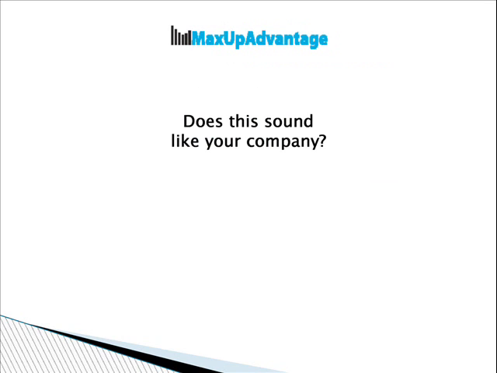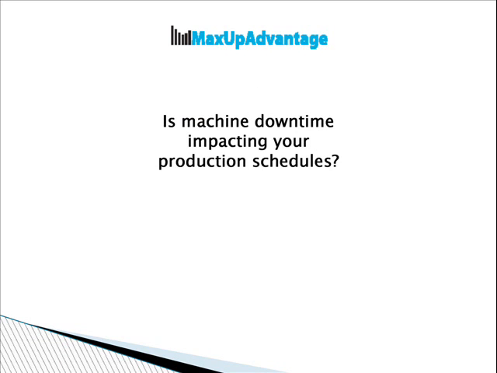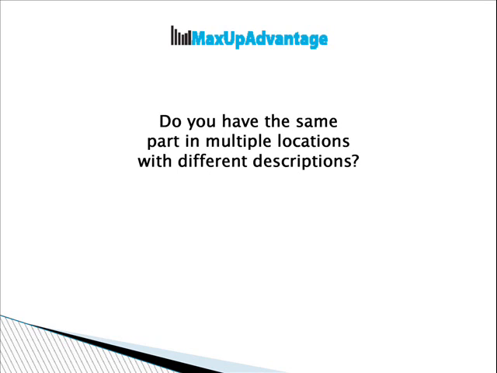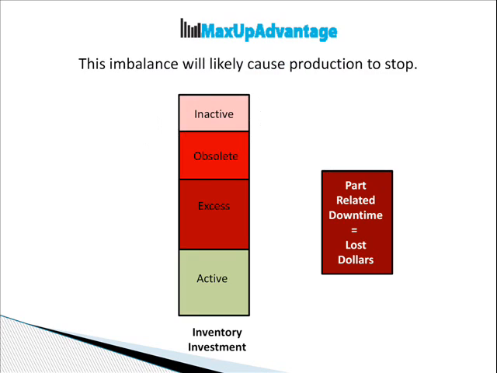Does this sound like your company? Is machine downtime impacting your production schedule? Do you have large quantities of inventory and still have spot buys due to unscheduled maintenance? Do you have the same parts located in multiple locations with different descriptions? If you answered yes to any of these questions, you may be spending too much for your parts. You may be losing business due to constraints, and you may be investing in inventory you will never use.